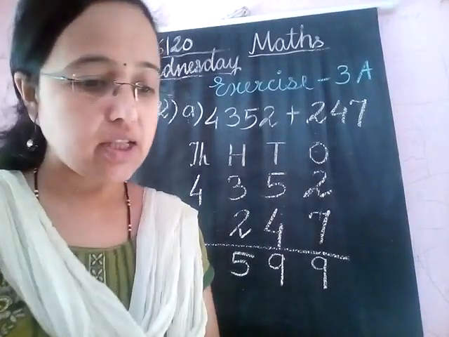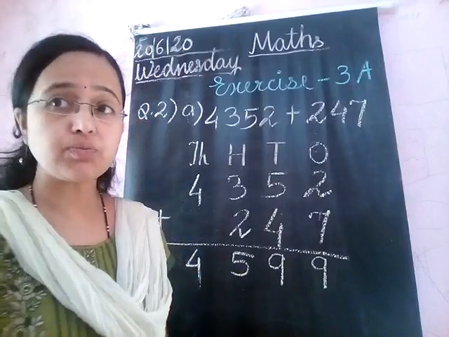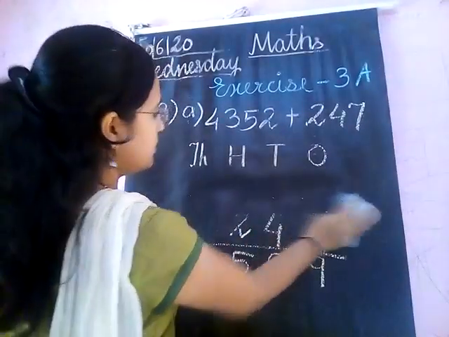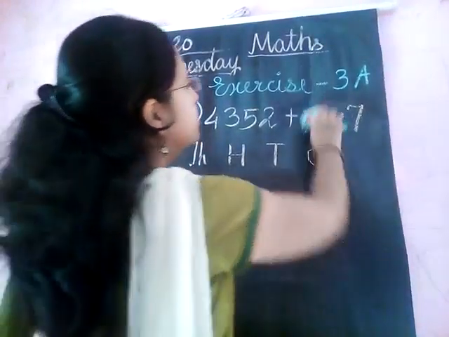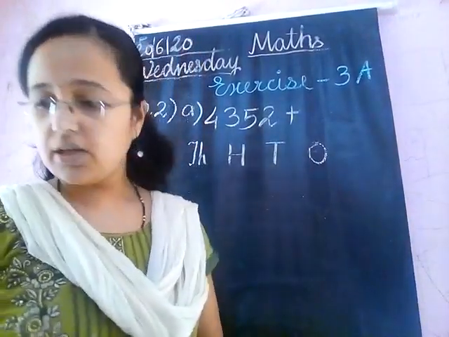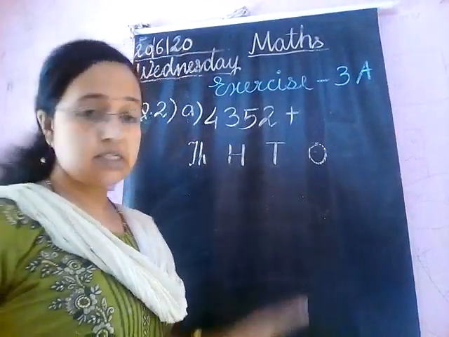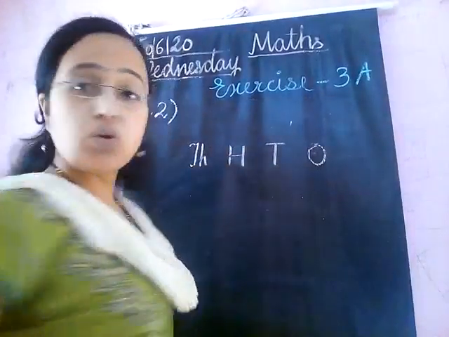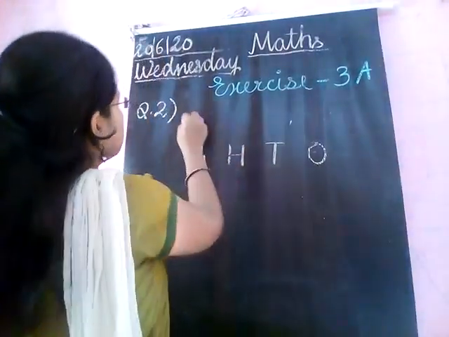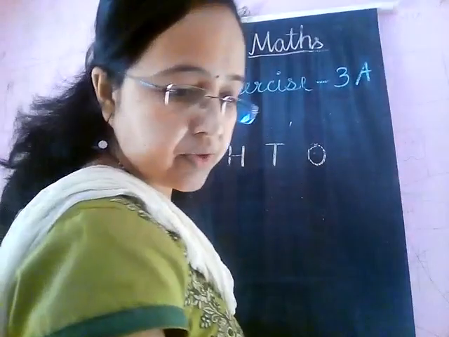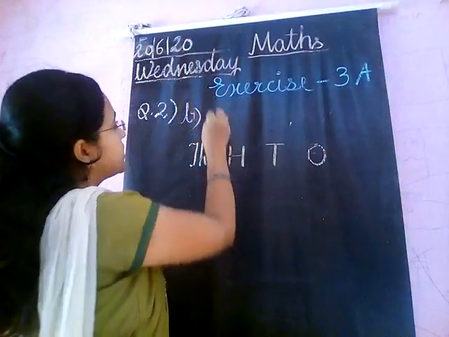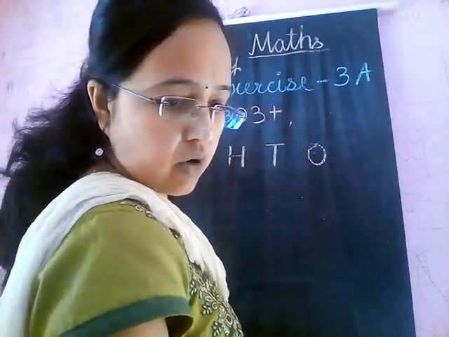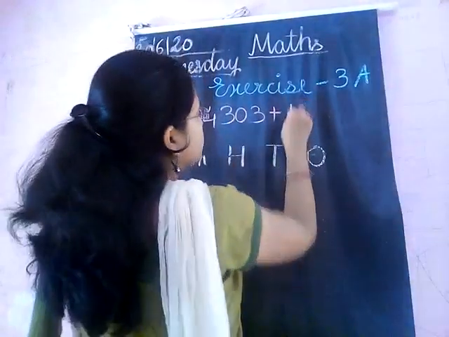Okay, very good. Now again one more I will show you, and then the remaining you have to do in your notebook, because here in the textbook place is not there. Okay, so we have to do that in our notebook. Okay students, see B1 I will show you. 4303 plus 1092.